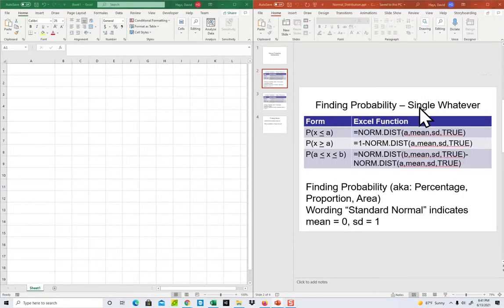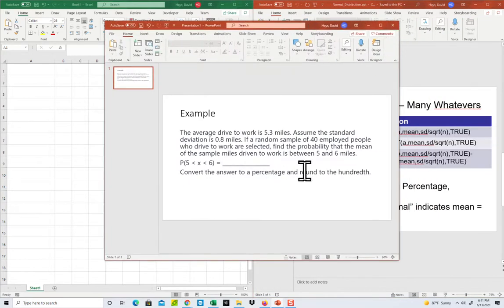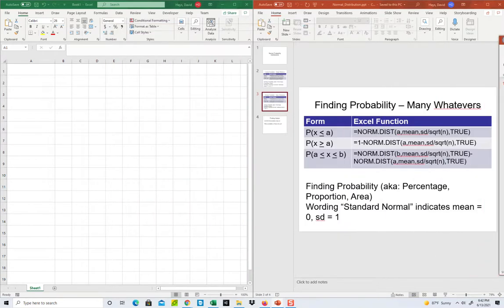On this, you have to see if you're talking about a single whatever or many whatevers. So let me put this back. Well, we're not talking about a single whatever, in this case, people, because they're saying we're taking a look at 40 people. So we got the many whatevers. So we'll be looking at this right here.